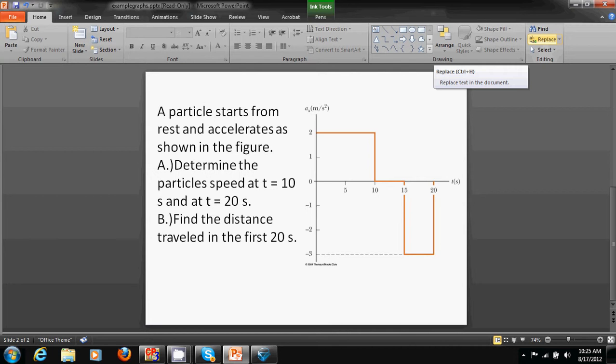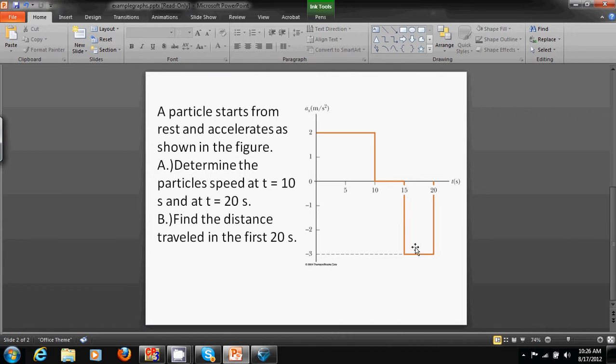So if you look here, first of all, at our acceleration versus time graph, you can see that we have a constant acceleration between 0 and 10 seconds, a constant positive acceleration. And then between 10 and 15 seconds, we have 0 acceleration. Now remember that 0 acceleration doesn't mean no motion, it just means no change in motion. And then from 15 to 20 seconds, we have a constant negative acceleration of minus 3 meters per second squared.